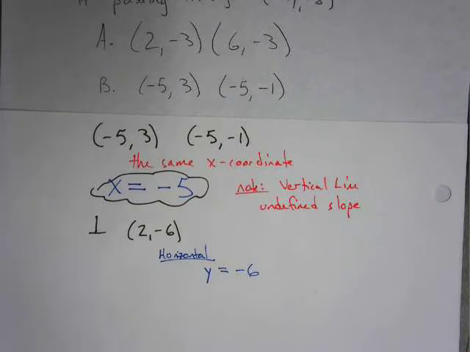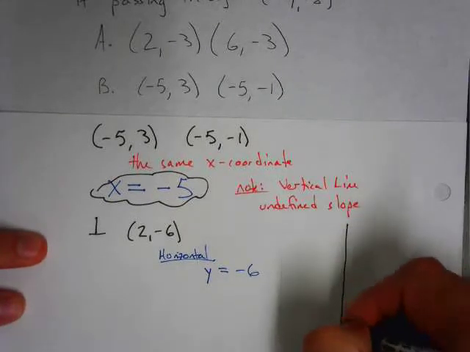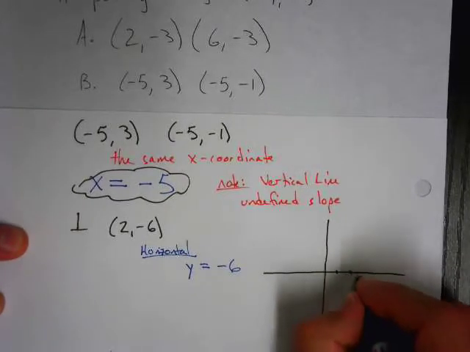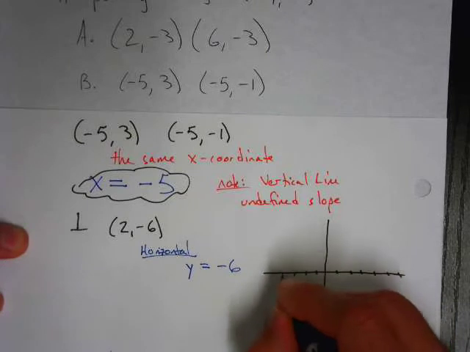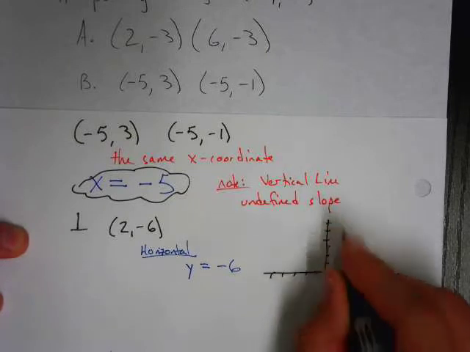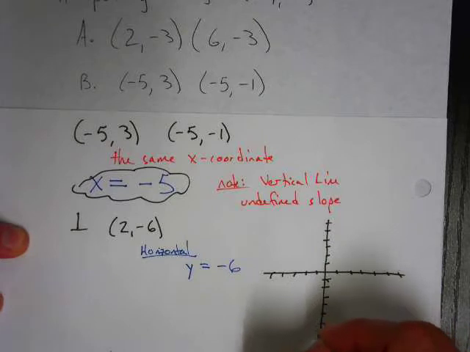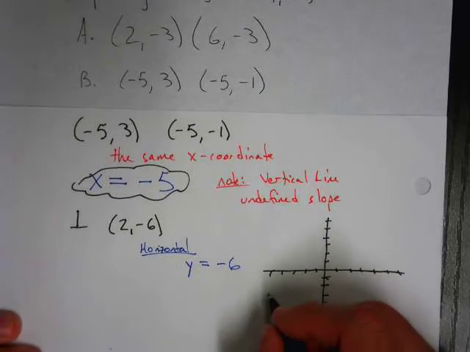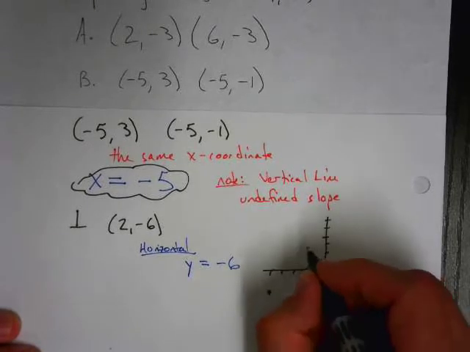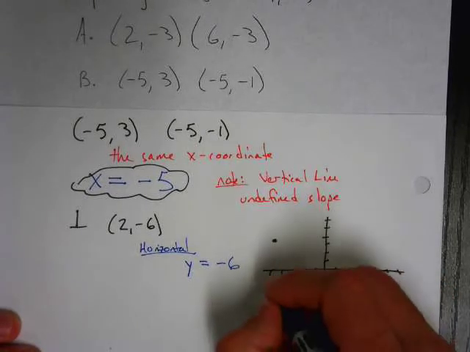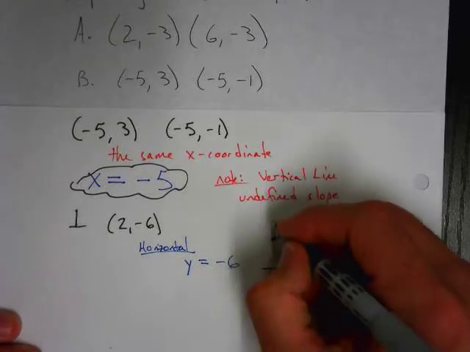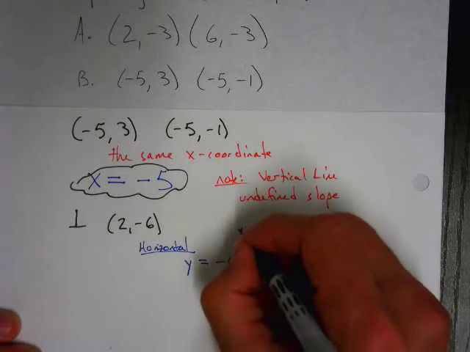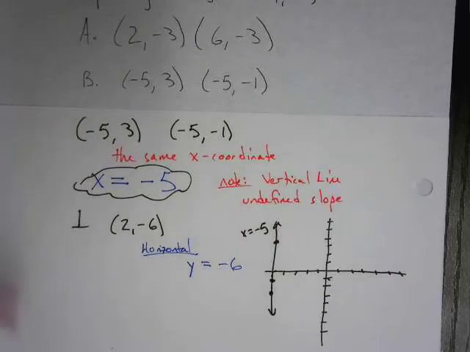And when in doubt, seriously graph everything that's happening. You can graph anything as you're doing it, and it can help you. So let's try that too, just in case you get lost, because it's easy to get lost. So we have our original ordered pairs, -5, 3, and -5, -1. It's going to be on the same vertical line. So this is the original, x equals -5. And now the question is, well, what's perpendicular to that?